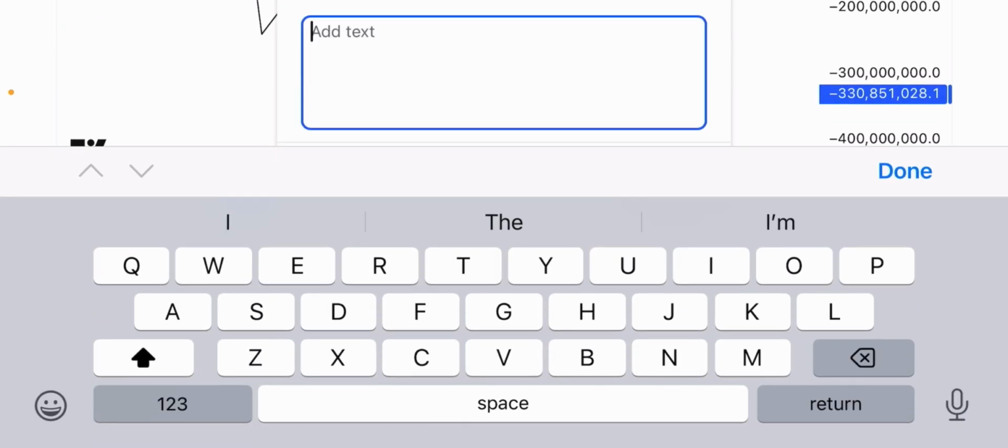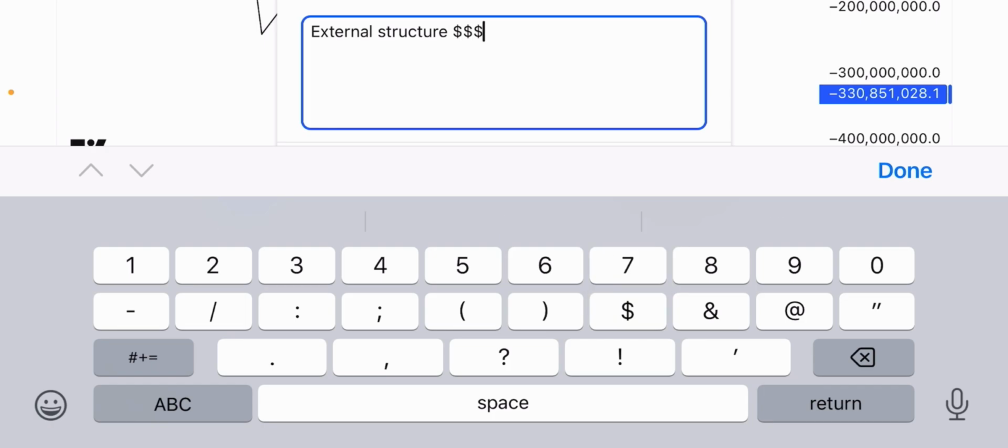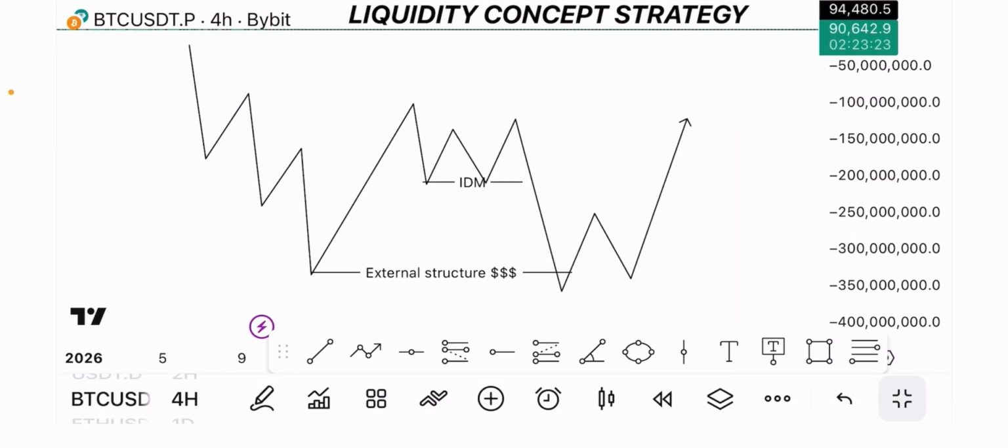You must be patient enough to wait for the market to give you your structure before you enter. So this is what we call external structure liquidity. I don't want to write liquidity, I'll put it like this. This is the liquidity, external structure liquidity. It's as simple as that.